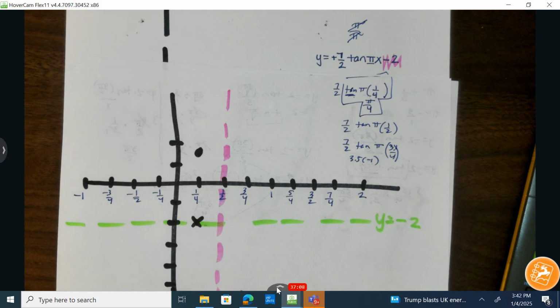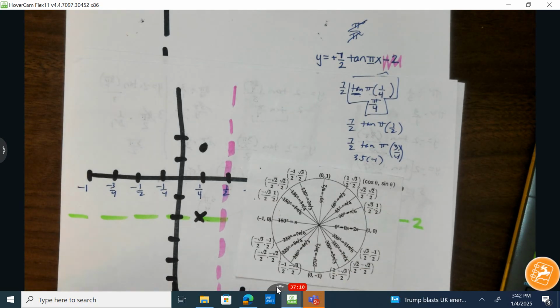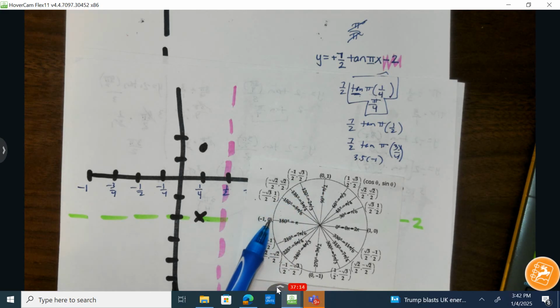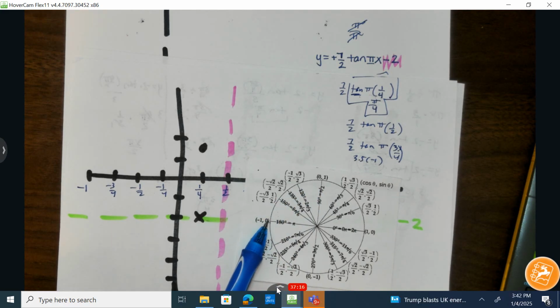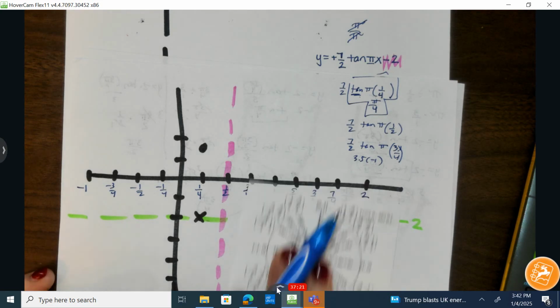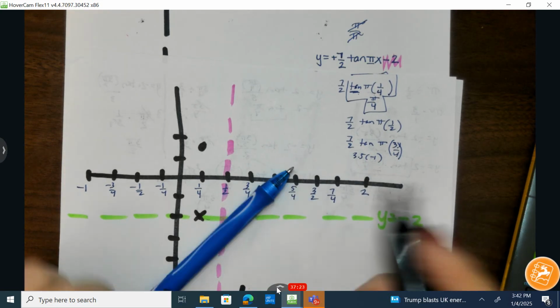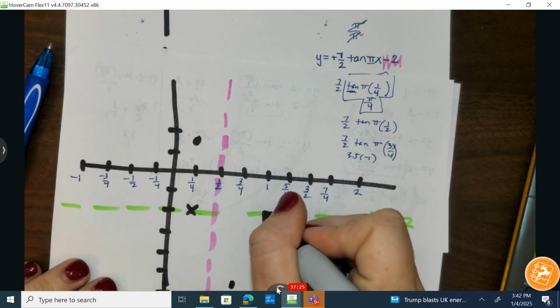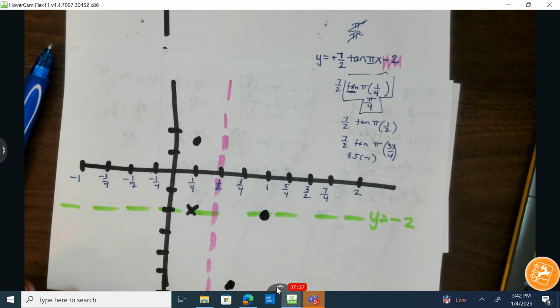Okay, let's do 1. So if you follow the pattern, this was step 1, step 2, step 3. Guess where step 4 is going to be? It's going to be right here. Sine divided by cosine, well, 0 divided by -1 is 0. And I can take 0 times the 7/2 and still get 0. So I'm going to go on my new x-axis and make that point.